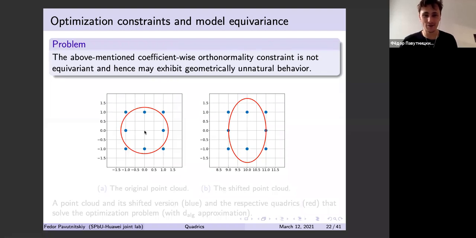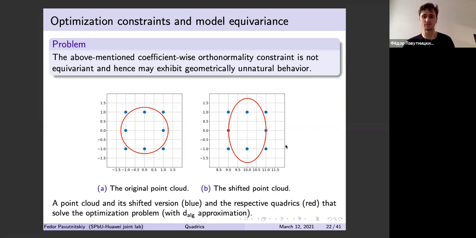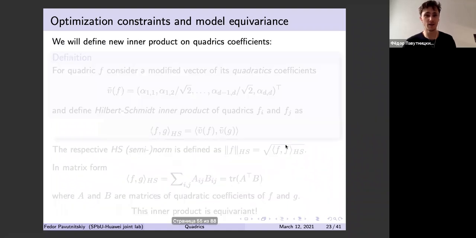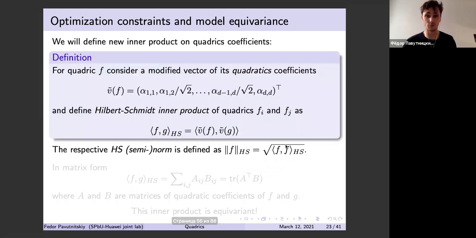What's happening here is that you see the same point cloud but shifted by some vector. And after we try to fit the manifold with the same constraints, with the same optimization problem, we find that it's not an optimal manifold. So it's not invariant under translations. This is what we want to avoid. So these constraints of full orthonormality on the vectors of coefficients are not suitable for us. We need to find another optimization constraint, and this is where the Hilbert-Schmidt norm comes into play.